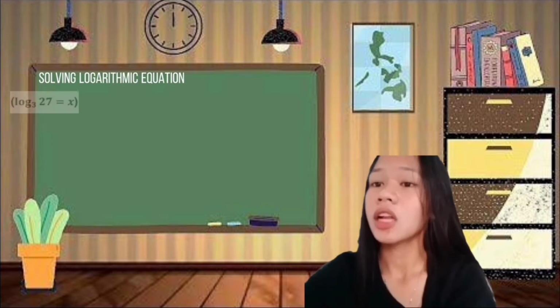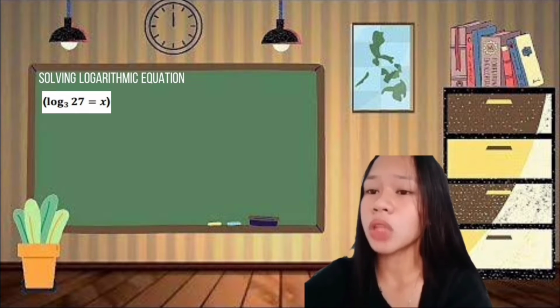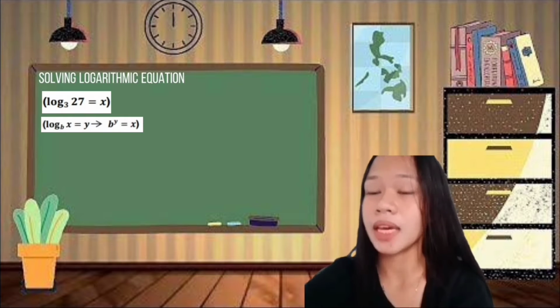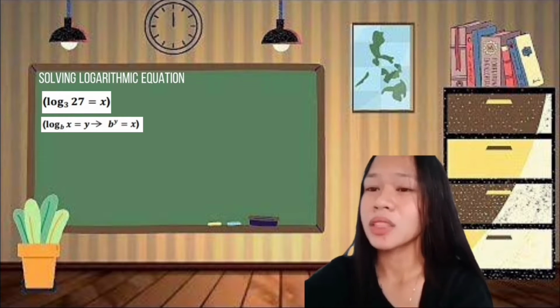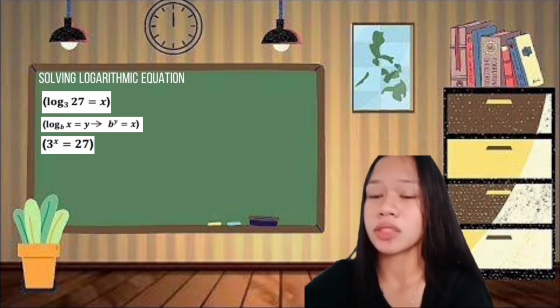First example, the logarithm of 27 with the base of 3 is equal to x. This example is already in its simplified form as it does not use subtraction or addition, so we don't have to simplify it anymore. What we have to do now is to express it in its exponential form, following the pattern of the logarithm of x with the base of b is equal to y, which is equivalent to b raised to y is equal to x. So the outcome according to the pattern will be 3 raised to x is equal to 27.